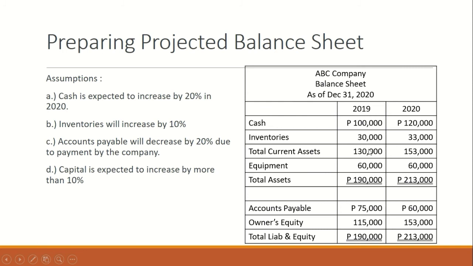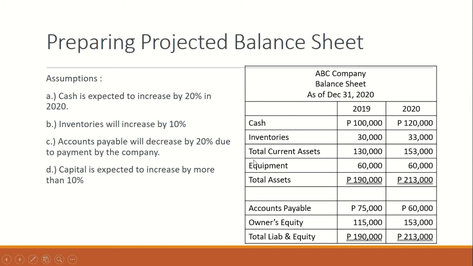Next, we use the assumption. So, letter A, assumption in cash expected to increase by 20% in 2020. So, ibig sabihin, nag-assume tayo na in 2020, nag-increase tayo ng 20%. So, 100,000 times 20% is equivalent to 20,000. So, 20,000 plus 100,000 is equivalent to 120,000 pesos in cash.